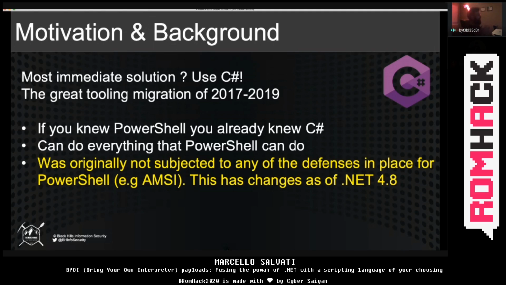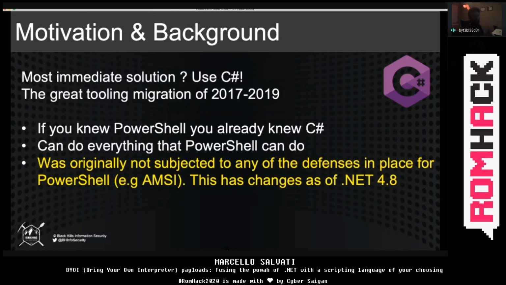And there are a number of reasons for that. If you knew PowerShell, you already sort of knew C#. If you had to do some of the lower level stuff in PowerShell, you had to write C# code. It can do everything that PowerShell can do and even better. And it actually was originally not subjected to any of the defenses in place for PowerShell, e.g. AMSI. Again, we'll talk about why that's the case in a few minutes. But this has changed as of .NET 4.8.